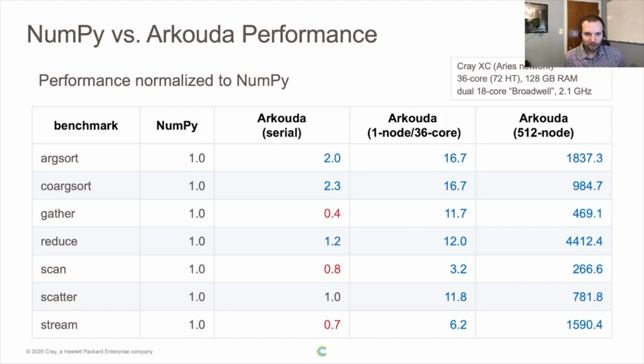Moving along to parallel implementations, as we allow the implementations to utilize some of Chapel's parallel constructs, we can see that at 36 cores, we are getting some nice results, already up to 16x on some of the benchmarks here. And then as we move out to 512 nodes, what we're really interested in tackling with Arkouda, we see that we can get up to near 2000x for things like argsort, which is one of the most important benchmarks here, and up to 4000x for reduces.